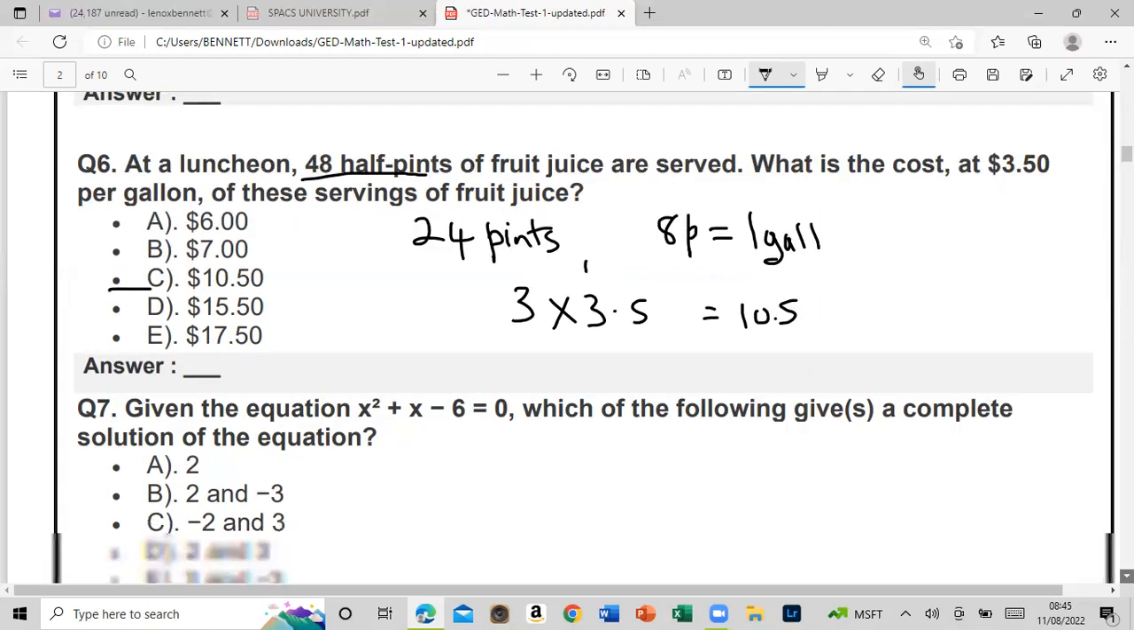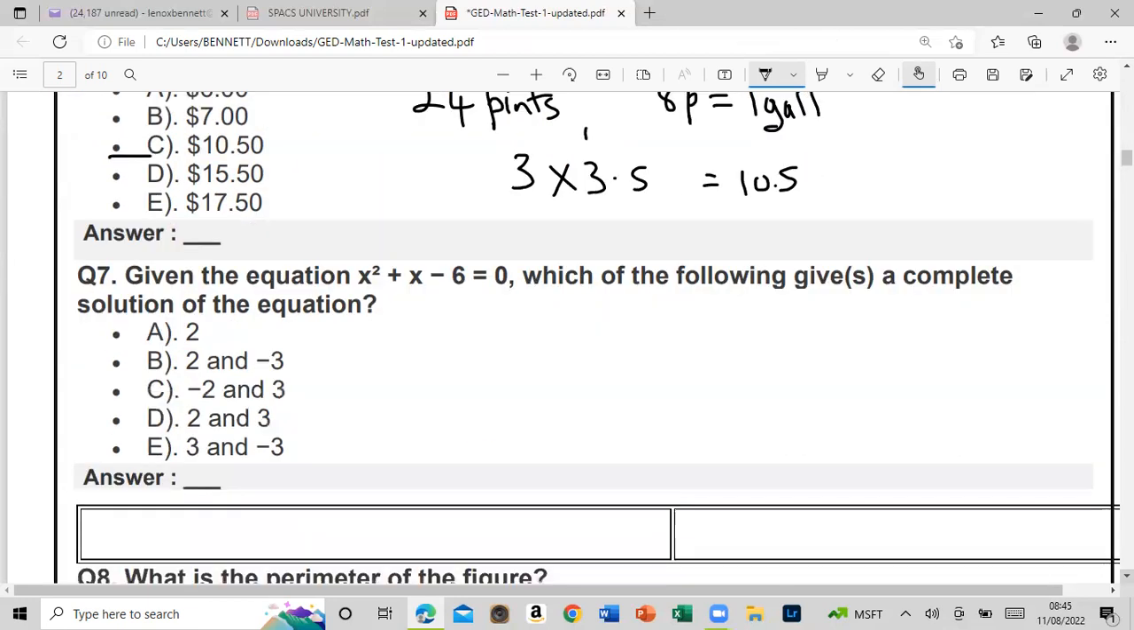Let's move on to question 7. It says, given the equation x squared plus x minus 6 is equal to 0, which of the following gives a complete solution of the equation? So now to factorize this, right? So how do you write it? It's x squared plus x minus 6 equal 0. So for finding AC, that's -6. Two numbers that when you multiply them give you -6, and when you add them, give you 1. That would be 3 and 2, right? So that's x squared.